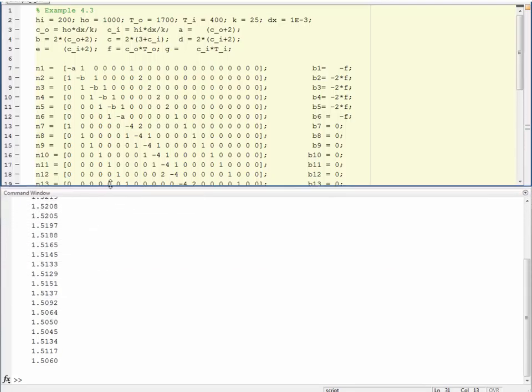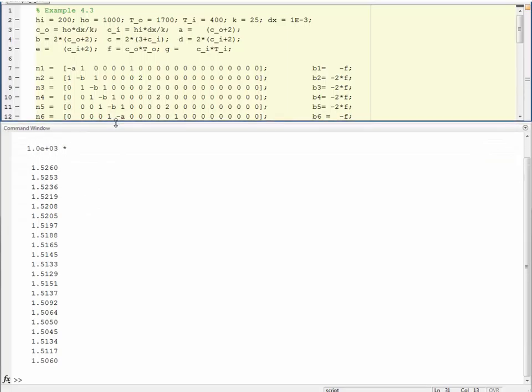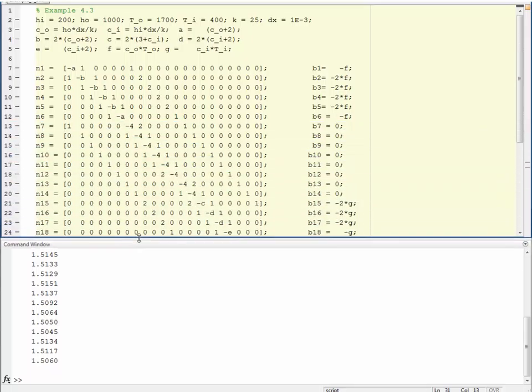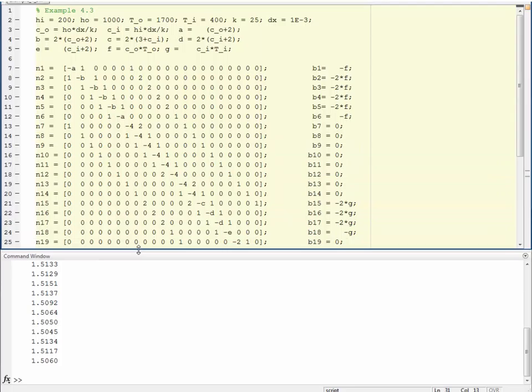Notice that I have 21 different solutions, and in the way that MATLAB provides the solution, it has a factor of 1 times 10 to the 3. That means that each one of them is, for example, the first one is 1526, and so on and so forth. Please make sure that you are able to set up the solution in MATLAB in the same way and able to get the same solutions.